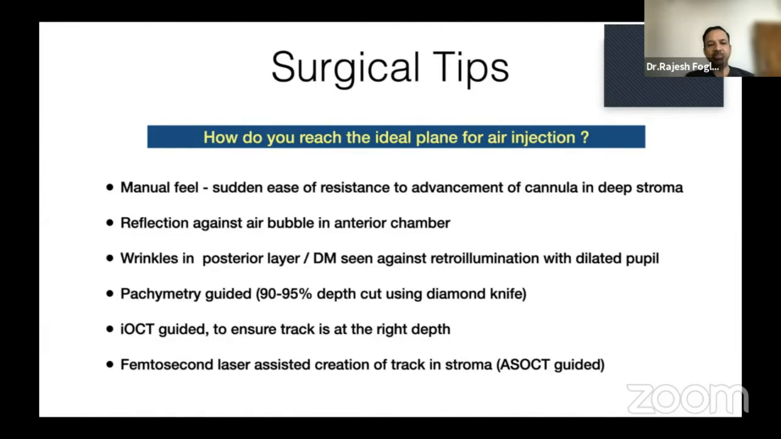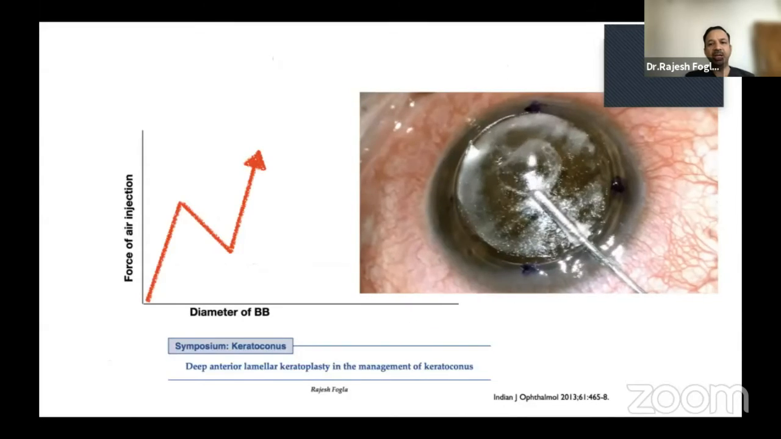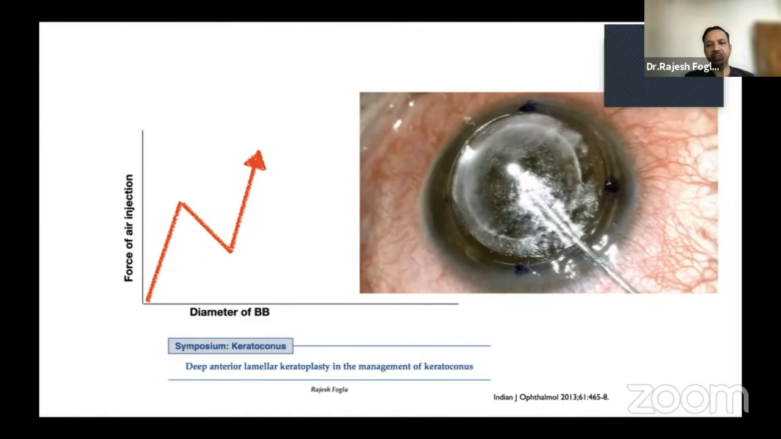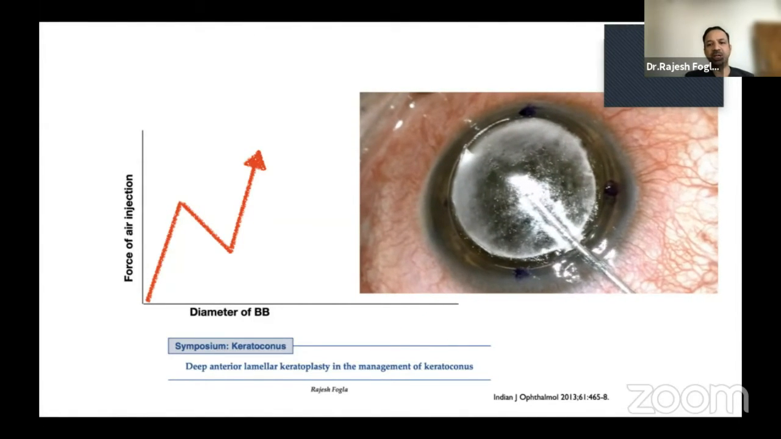If you use pachymetry, you can make an initial cut going up to 95% depth so that your cannula is already very deep. You can use intra-op OCT or a femtosecond laser to create the track prior to injection. As you inject air, you will feel an initial resistance which gives way when the bubble starts forming.